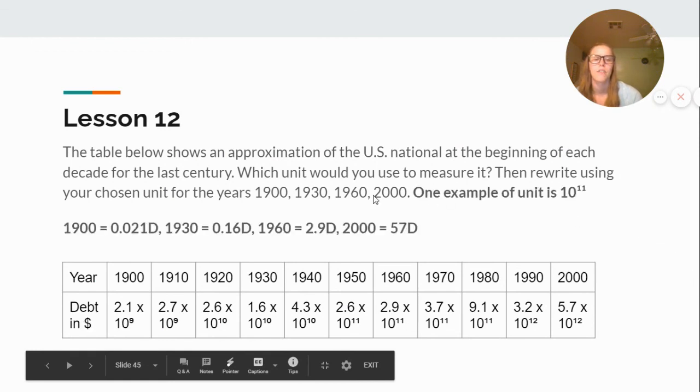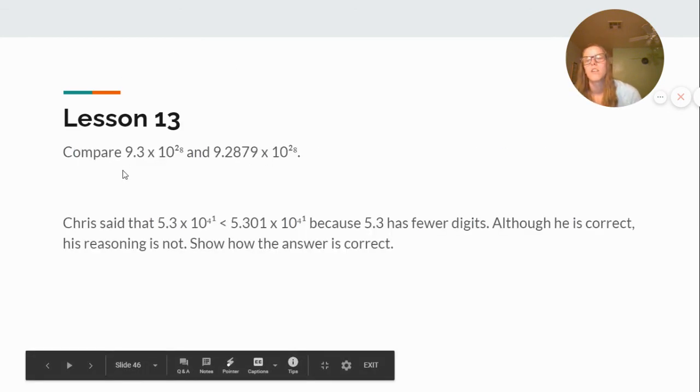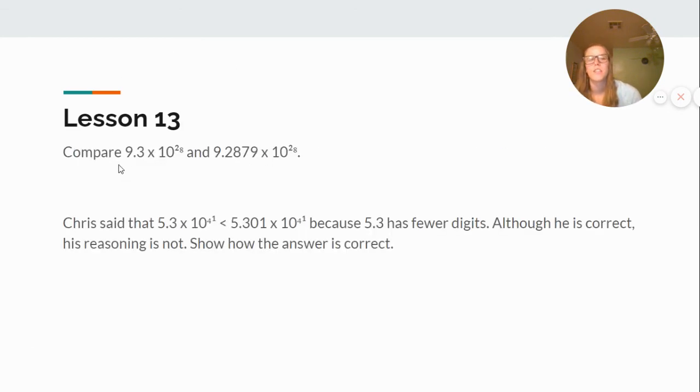chart. I chose 10 to the 11th. So this would be whatever your answer is. But so I have 0.021 times 10 to the 11th, and so on. And then this is yesterday's lesson.